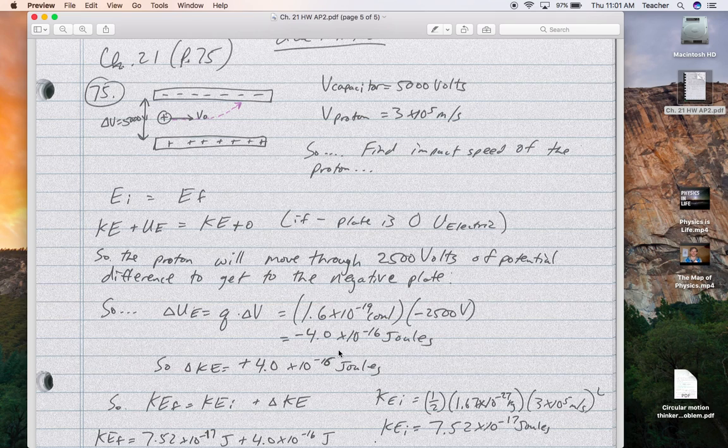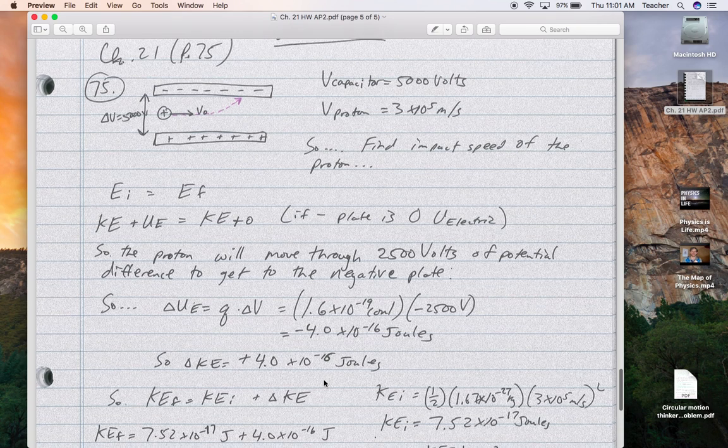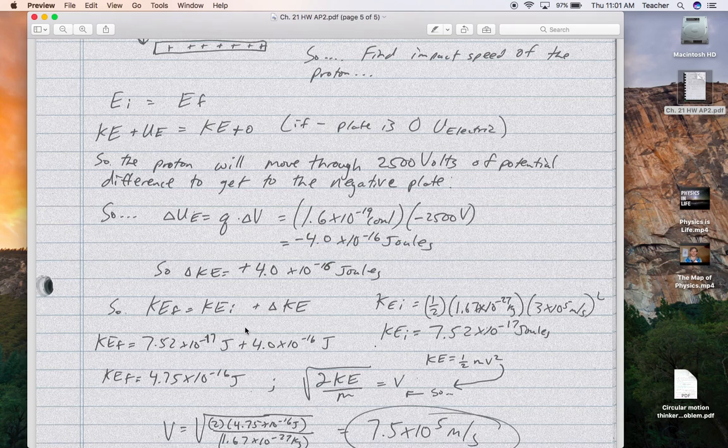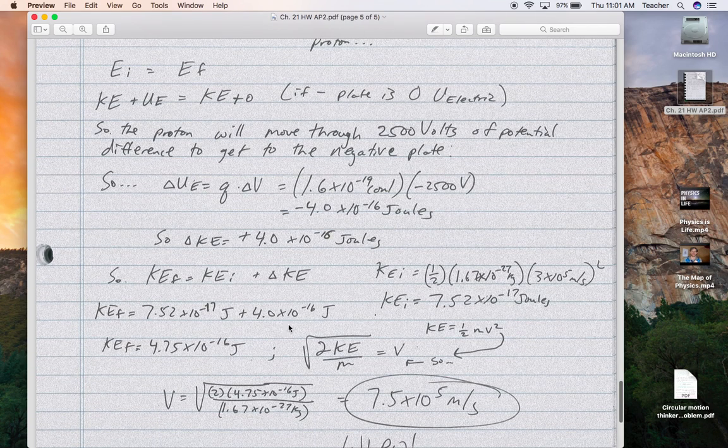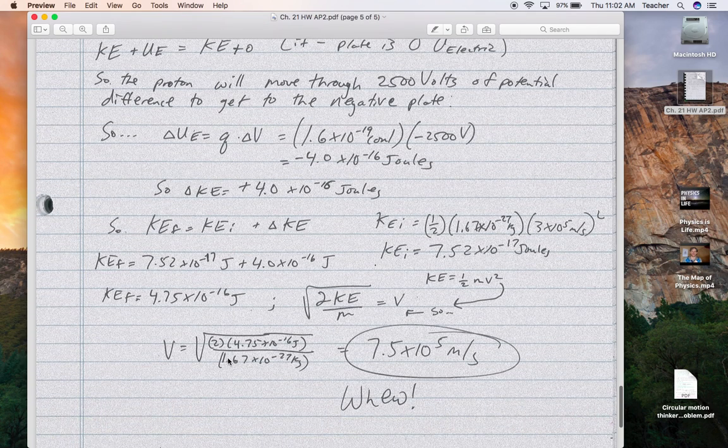That's a positive charge. The change in voltage is negative 2,500 volts because I'm going to the negative plate. So that means the potential energy decreases by that amount. So therefore the change in kinetic energy would be an increase of that amount. So then the final kinetic energy is equal to the initial amount plus the change. That's the initial part with 1/2 mv squared, and that's the change. And that gets me my final kinetic energy. Divide by the mass, like so. Get around 7.5 times 10 to the 5th meters per second.